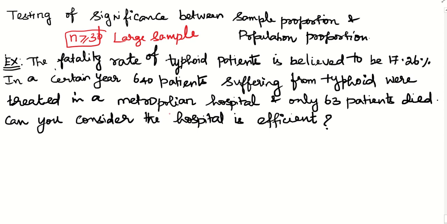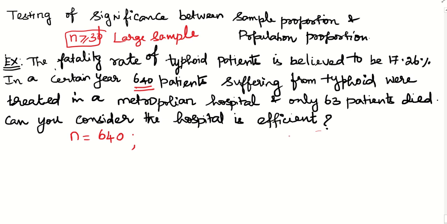The fatality rate of typhoid patients is believed to be 17.26%. In a certain year, 640 patients suffering from typhoid were treated in a metropolitan hospital and only 63 patients died. Can you consider the hospital is efficient? So very clearly here we can see our n is equal to 640. So it is greater than or equal to 30. So we have to apply the large sample test, that is z-test we are going to apply.